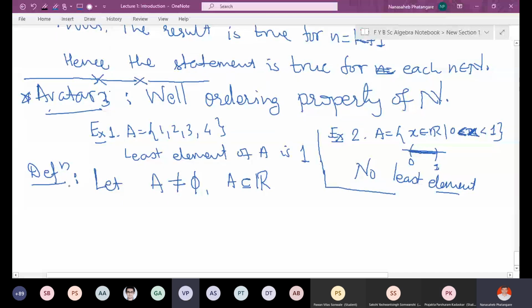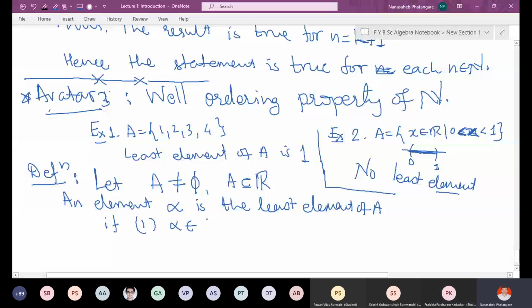An element alpha is the least element of A if alpha is a member of A, and alpha is less than or equal to x for all other members of A. So if a least element exists, it must be a member of the set, and all other members are either greater than or equal to it. And the least element, if it exists, is unique. That you should prove, right?